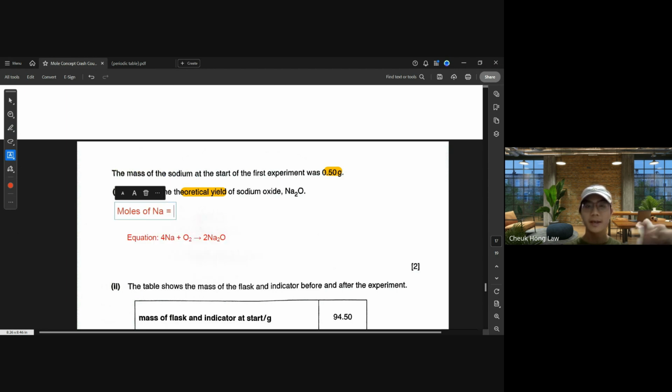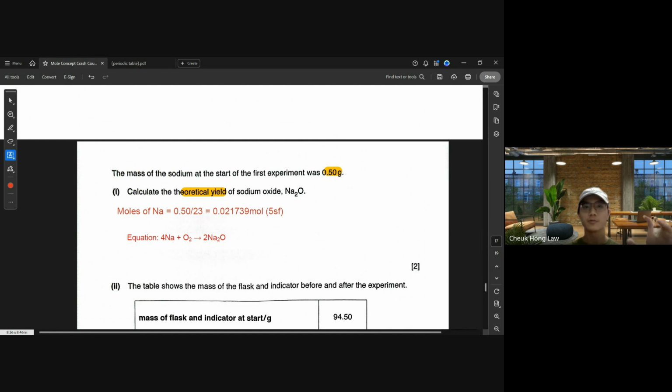Okay. Because they give me the mass, I can use it to divide by MR to find the number of moles. So mass of sodium is 0.5. MR of sodium is 23, from the periodic table. So I'll get 0.021739. Okay, I'll keep it to 5SF.